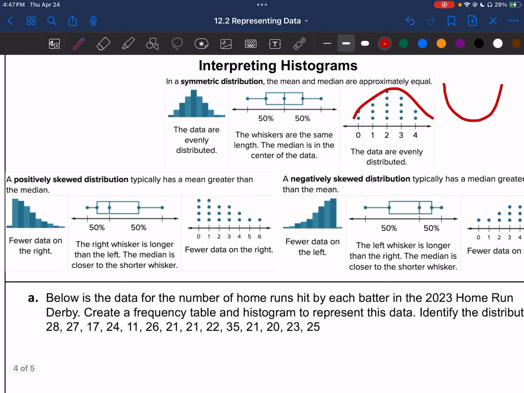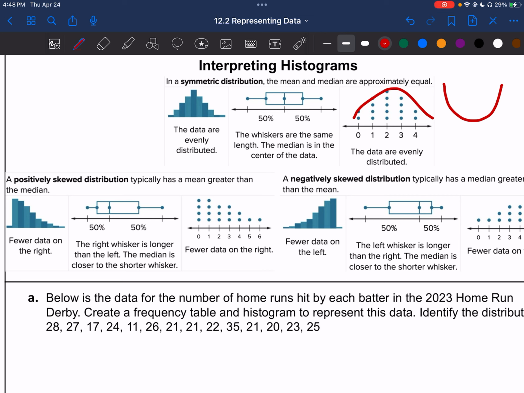So a positively skewed distribution typically has a mean greater than the median. That just means that your average is higher than where your middle value is, meaning you've got lower numbers. So it is counterintuitive. A positively skewed means we have fewer data on the right. The right whisker is longer than the left whisker. That's why it says positively skewed. You can see how the box is shifted to the right more. And then there's fewer data on the right when it's positively skewed.